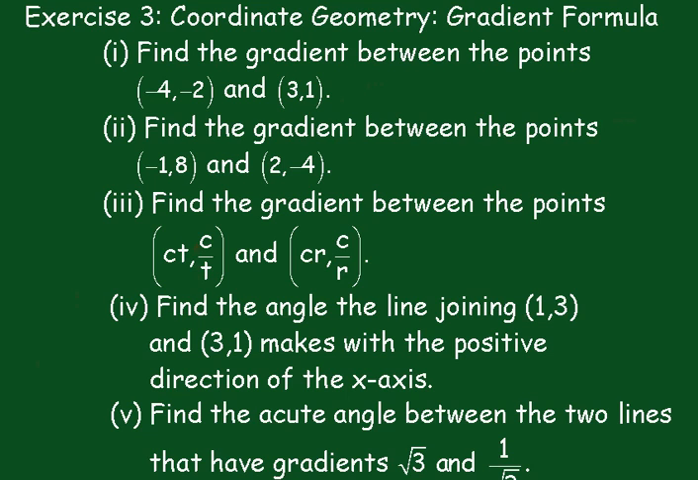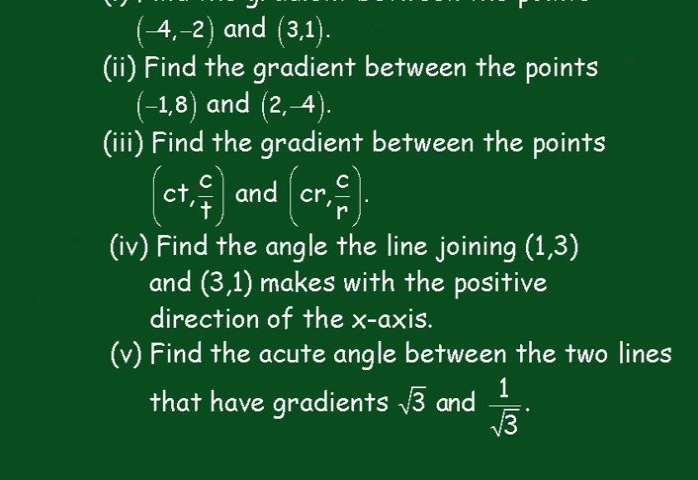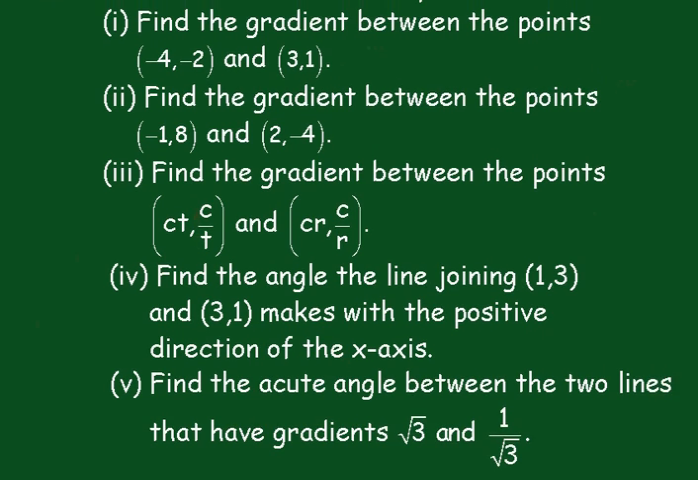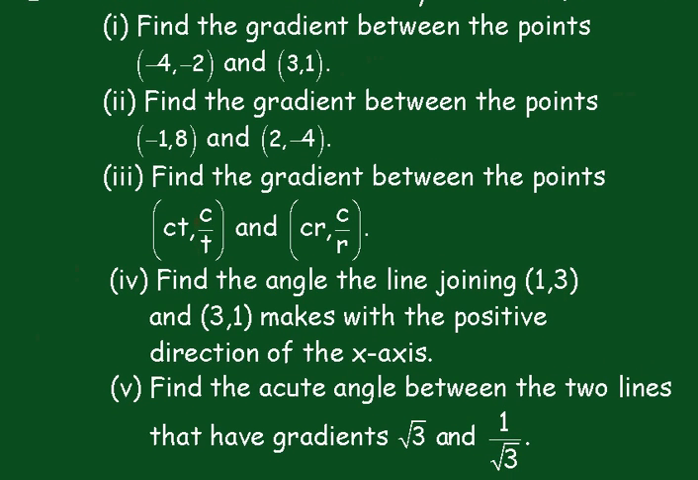Part 4, find the angle the line joining 1, 3 and 3, 1 makes with the positive direction of the x-axis. I'll just move this up a little bit so you can see it better. Find the acute angle between the two lines that have gradients √3 and 1 over √3. Alright, so just pause the video and have a go at those 5 questions. The answers will follow.